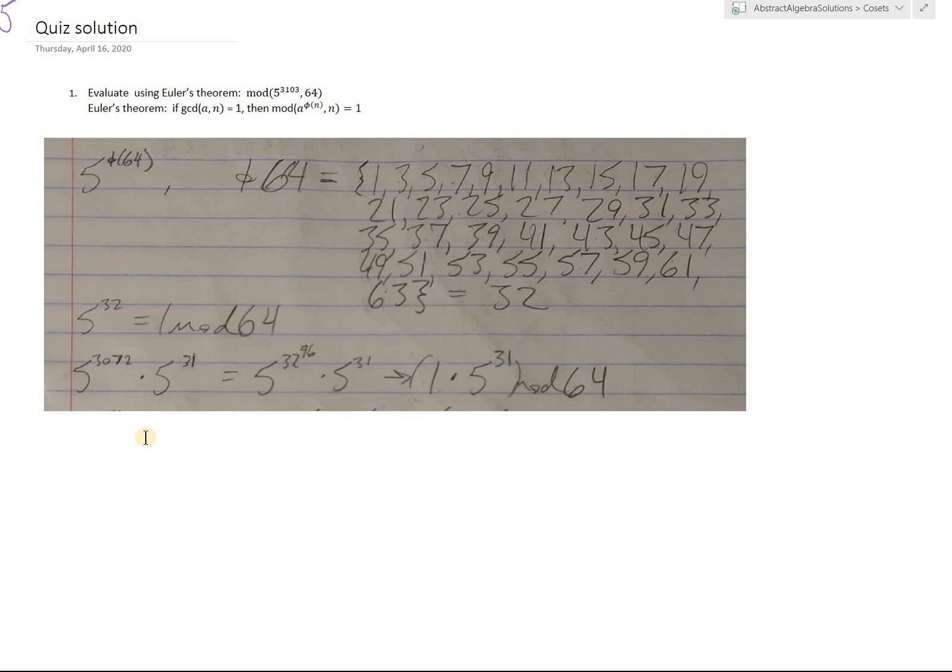Okay, so let me briefly go over these questions. First question was evaluate, using Euler's theorem, 5 to the 3103 mod 64. Euler's theorem says if the GCD of A and N is 1, that is if A and N are relatively prime, then A to the phi of N mod N is equal to 1, where phi of N is the number of numbers less than N relatively prime to N.